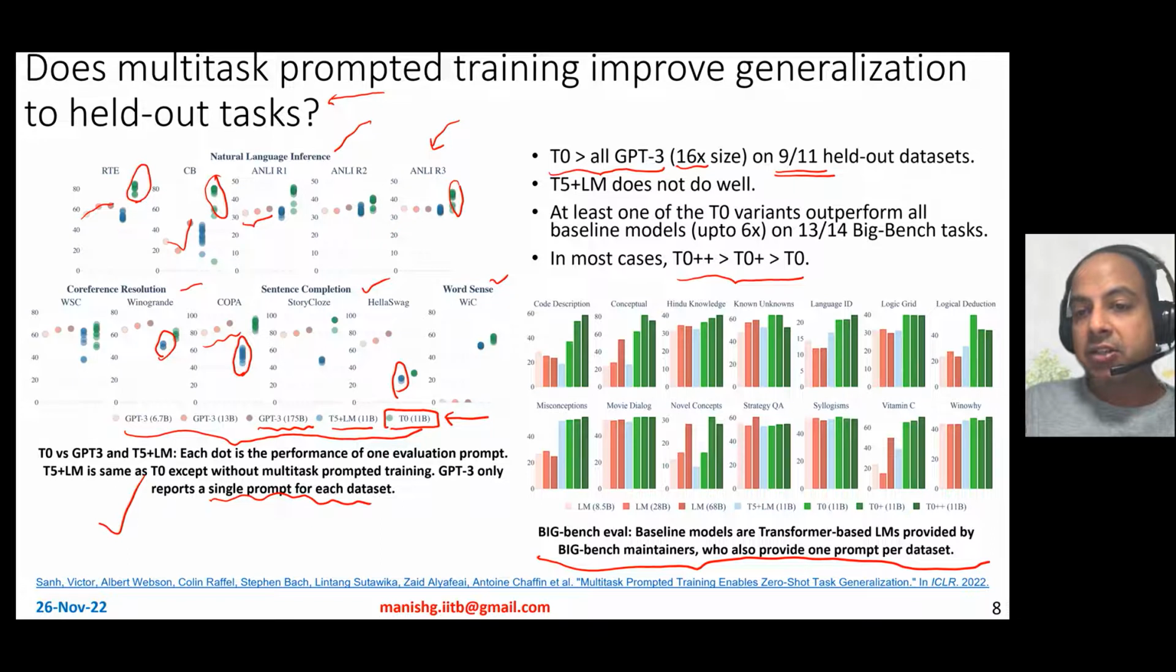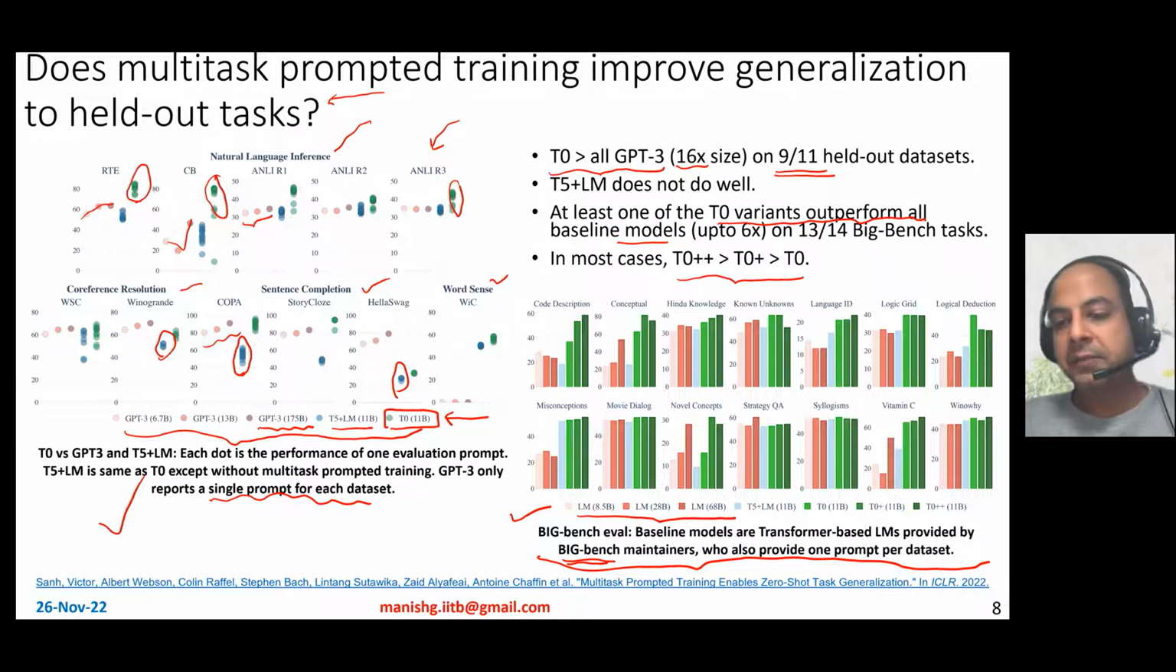At least one of the T0 variants outperforms all baseline models. So what are the baselines here? As you see, several models have been plotted. The LM baselines are the other models provided by the BIG-bench maintainers. In the BIG-bench paper, whatever the best performing methods are, they have been shown here. Then you also compare with, of course, the T5 plus LM model, which was the initial pre-trained model that was used to fine tune the T0 plus and T0 plus plus models.